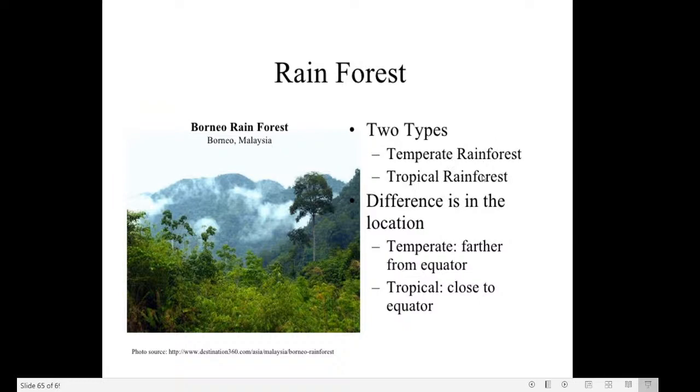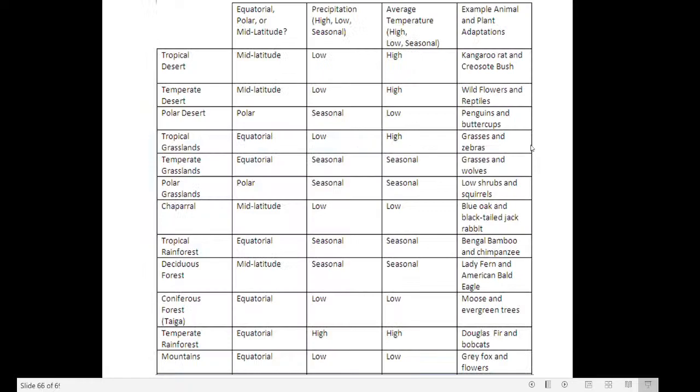Temperate rainforest is farther from the equator. Tropical is close to the equator. It's a very important thing: the tropicals are very near to the equator, and the temperate rainforests are far from the equator. This is a table of the concept of tropical, desert, temperate desert, grassland, various grasslands. Please refer to this slide. I will send the PPT because this is the present location.